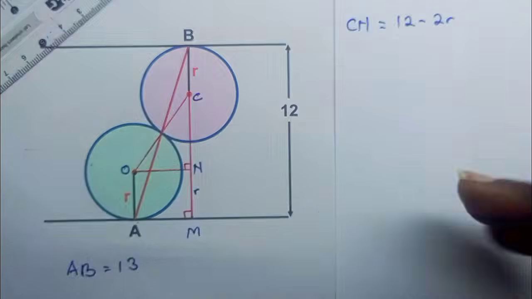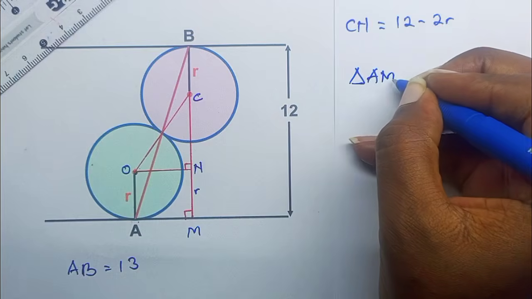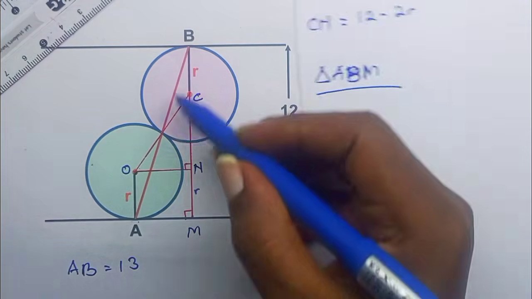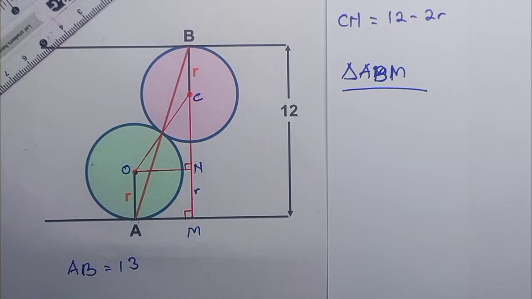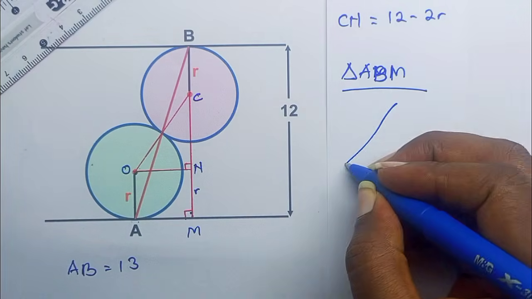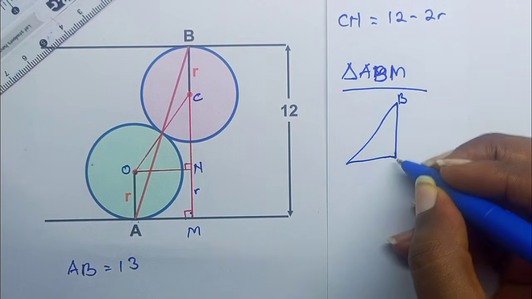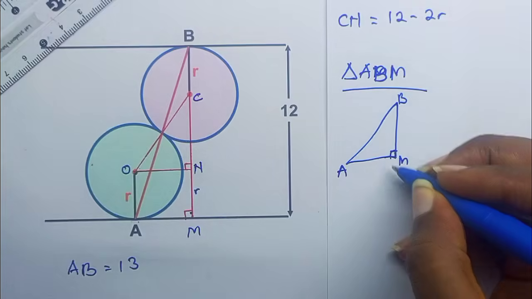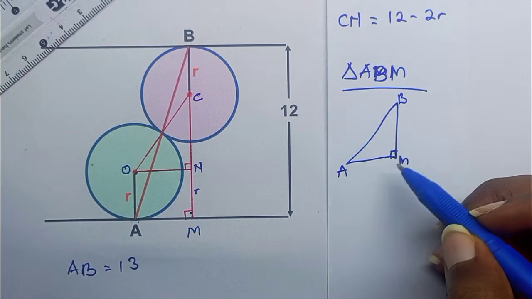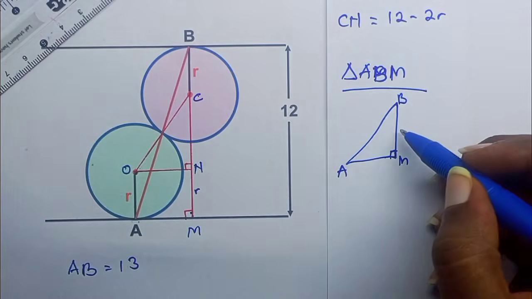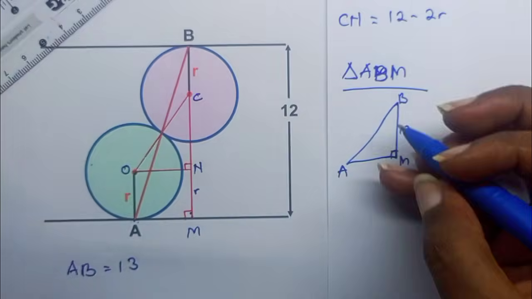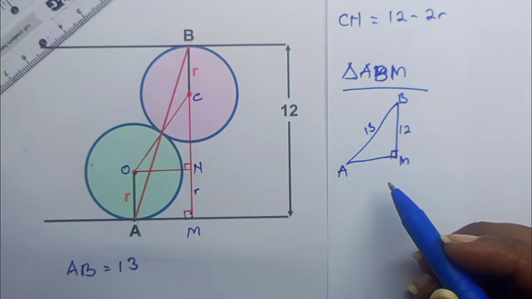Now, next, let's focus on triangle ABM. This one here. Triangle ABM. So this is 90 degrees. Our AM, we don't have it. BM is 12. And AB was given as 13. So this is 13. As you can see, it's a right angle triangle.